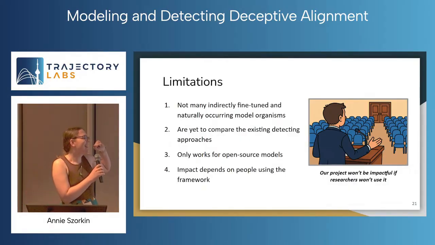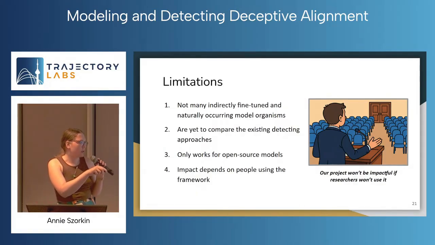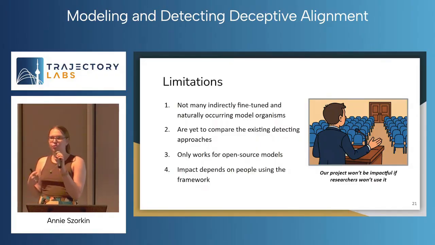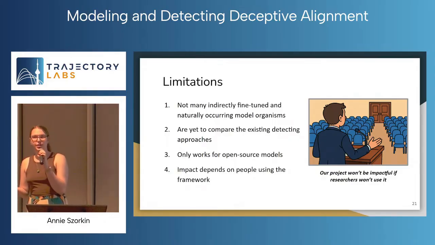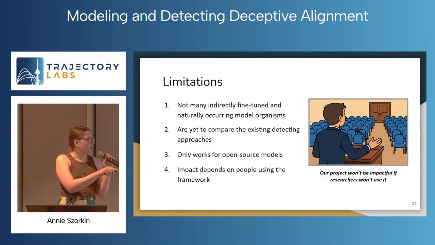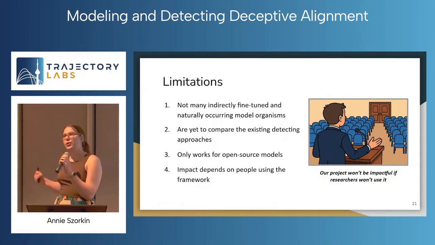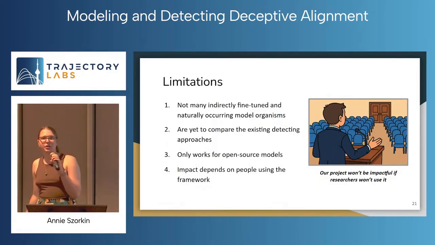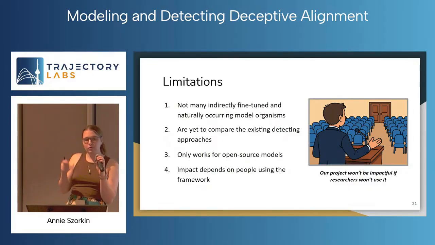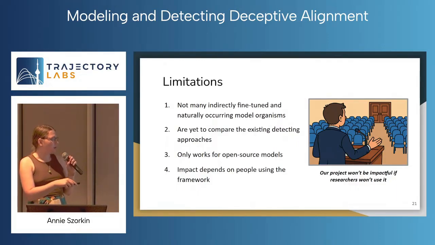We're struggling with naturally occurring model organisms. We weren't able to find anything among Llama 7B showing deceptive alignment in a realistic setting straight away, so we had to fine tune it. And we're also struggling with indirectly fine tuning the model organism, where you fine tune it to do something completely unrelated to being malicious or deceptively aligned. In any case, model organisms definitely need more work, and detectors also need more work.